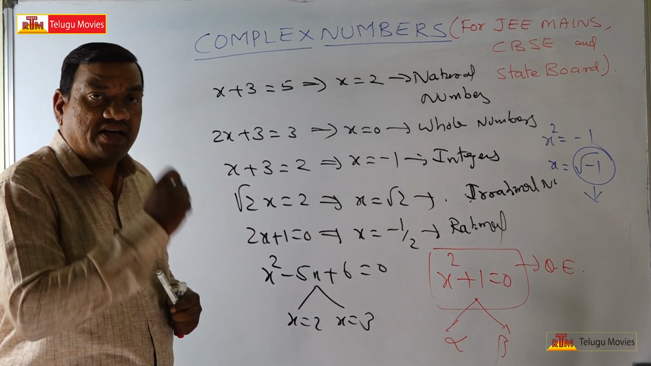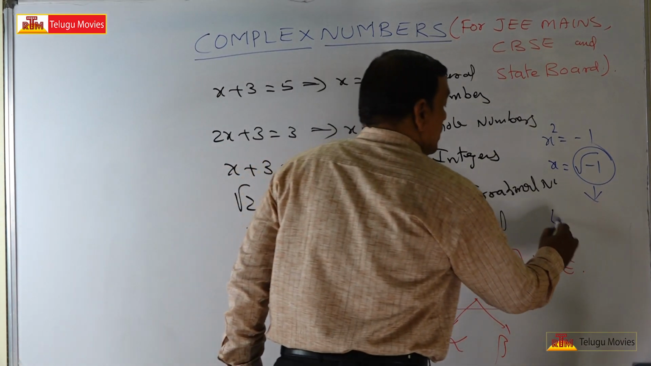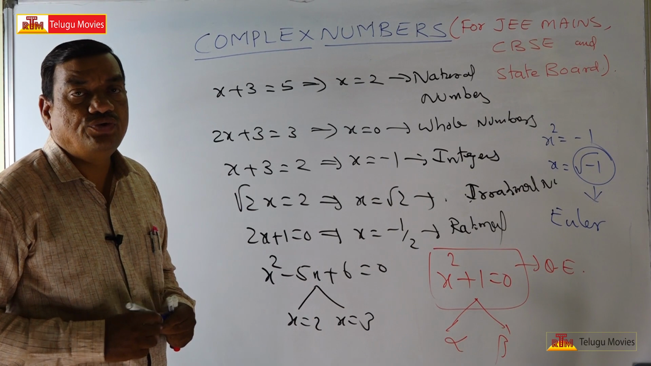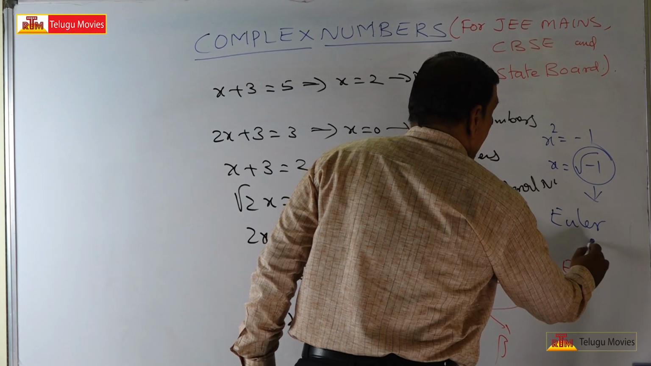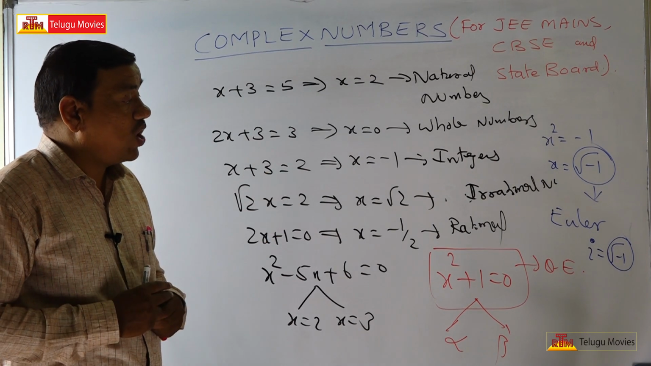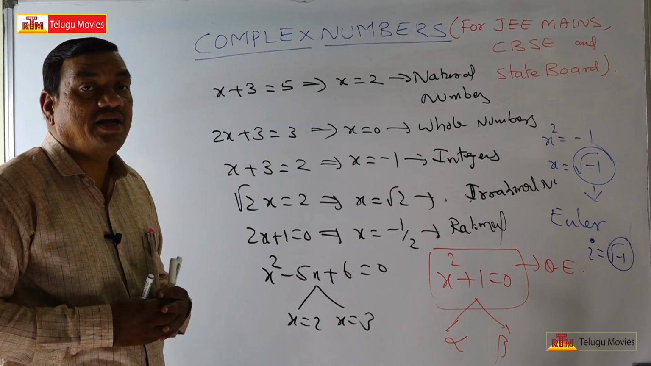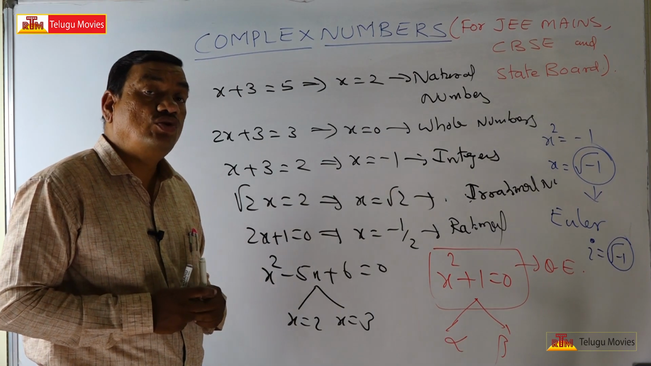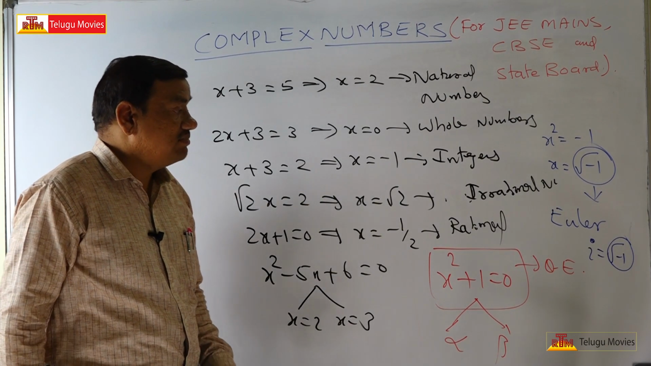But after a great mathematician, Euler, his name is Euler, we can call him anything. He introduced one symbol, the symbol iota, for the number root of minus 1. From this, the total algebraic operations got revolutionized, and there is no equation whose solution does not exist. Every equation will have a solution by the introduction of this symbol iota.